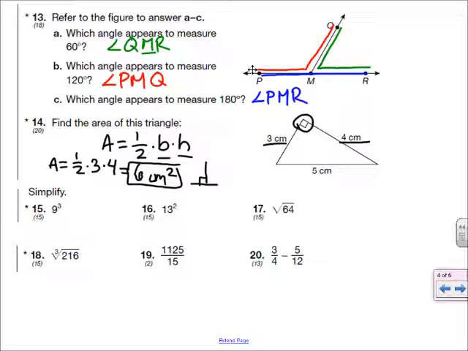Simplify. 9 cubed means that we're going to take 9 and multiply it by itself 3 times. So 9 times 9 is 81, and then times 9, well, if you think about it, 81 times 10 would be 810, and then we have 1 less than that, so it would be 801.